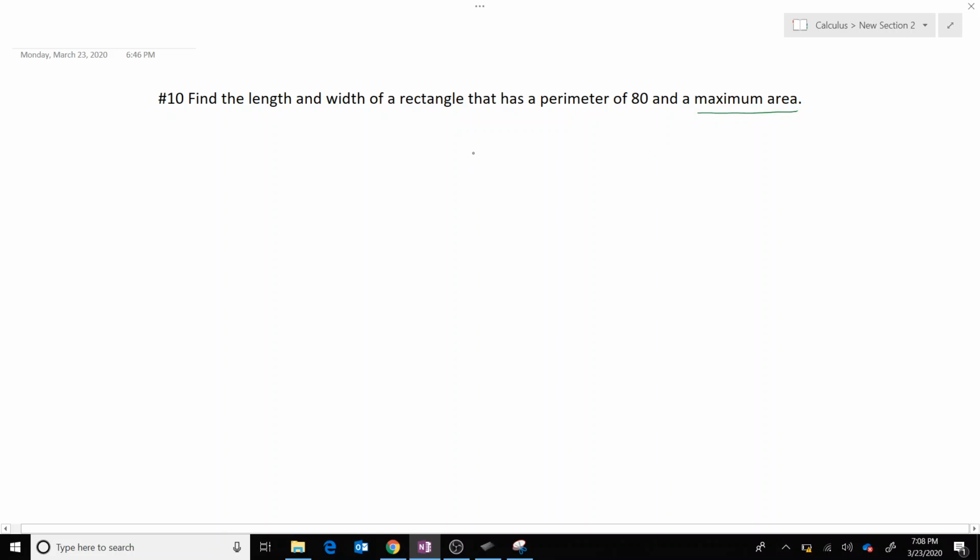So what we need to come up with is an area function for a rectangle. So let's draw a little rectangle here. We'll call that width and we'll call that length. If I'm trying to find the area of a rectangle, my area function, using width and length as my inputs, would be width times length. And if I'm going to try to find the maximum area, I would take a derivative of this function, set the derivative to 0, and solve it.